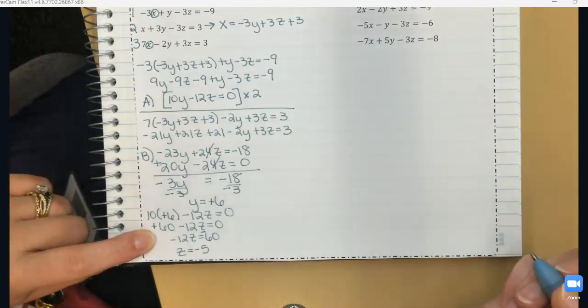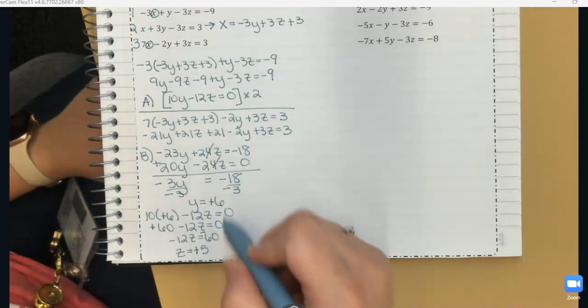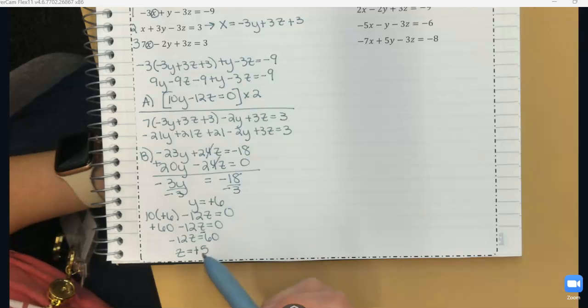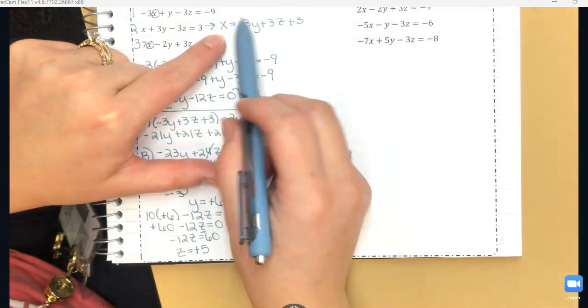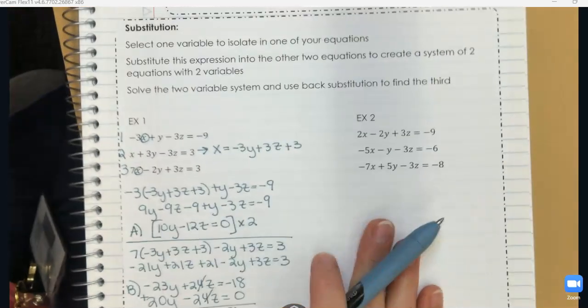So negative 12y would be negative 60. Negative divided by a negative would become positive. So it doesn't change the numbers, just the signs, but that's still important. Okay, now that I know y and I know z, I'm going to go all the way back to equation 2 where we got x by itself and use that to solve for x.